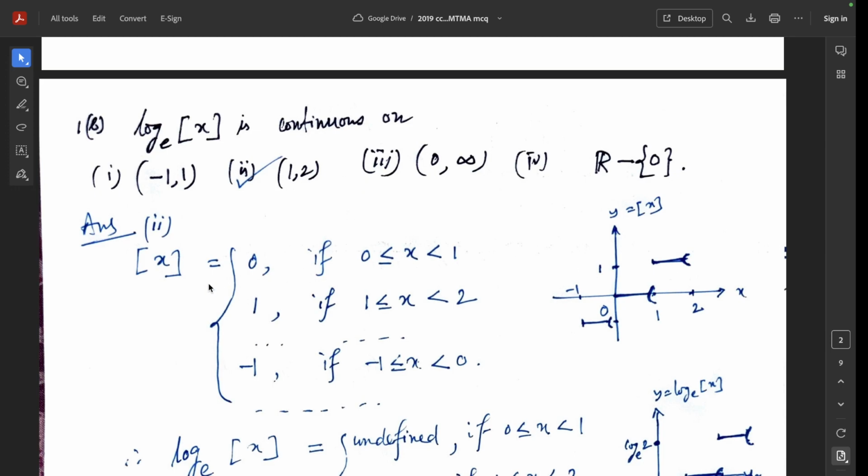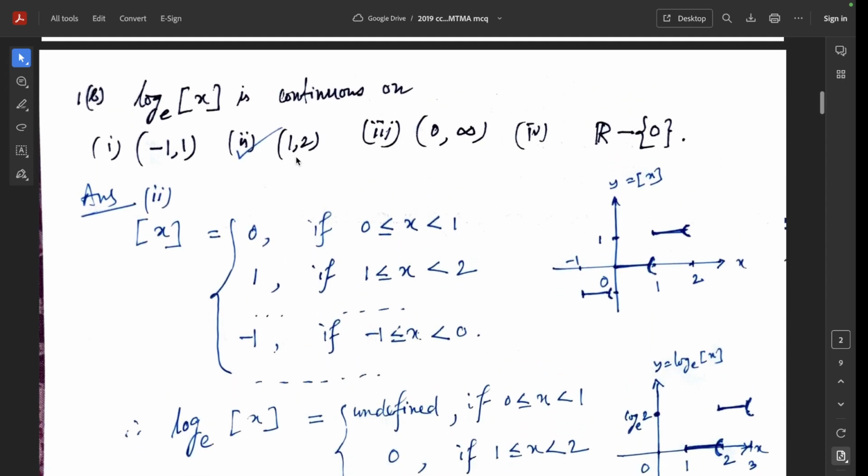So the box x function equals 0 when 0 less than or equal to x less than 1. So this is the graph. And box x equals 1, the greatest integer function, that is the floor of x, if 1 less than or equal to x less than 2. So the box x value is 1 within the limit 1 less than or equal to x less than 2, and so on. And box x equals -1 for -1 less than or equal to x less than 0.